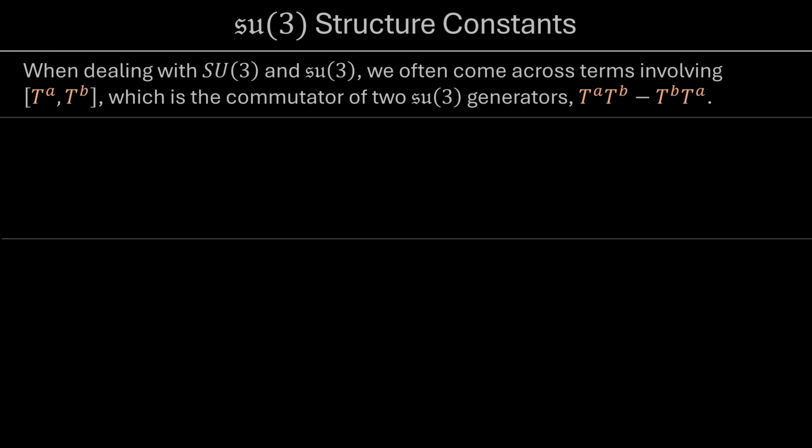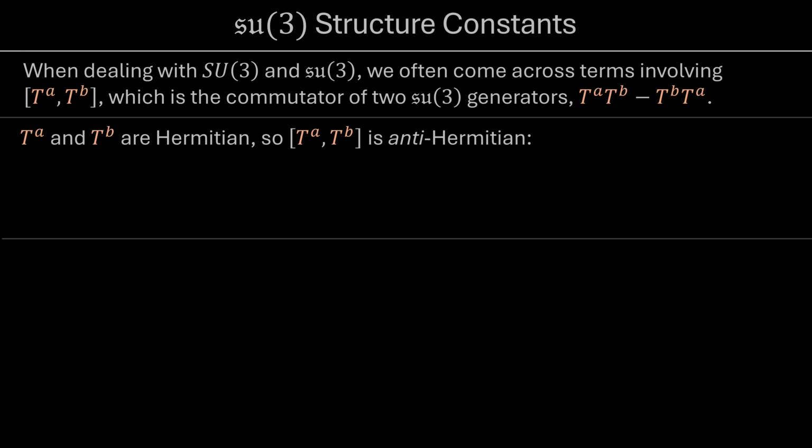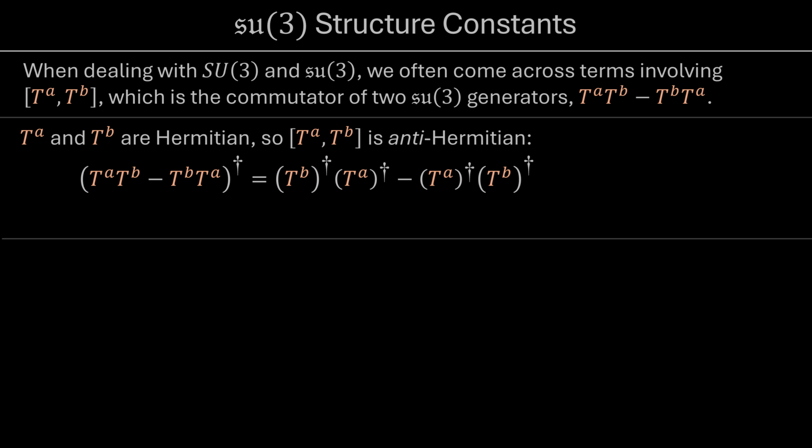Now, the first thing we should recognize is that if TA and TB are generators of SU3, then they're both Hermitian matrices in the physics convention. And so the commutator of TA and TB is anti-Hermitian. And you can prove that like so. First, take the transpose conjugate of the commutator of TA and TB. When you apply the transpose conjugate to the product of TA TB as well as TB TA, in both cases you switch the order of the matrices.